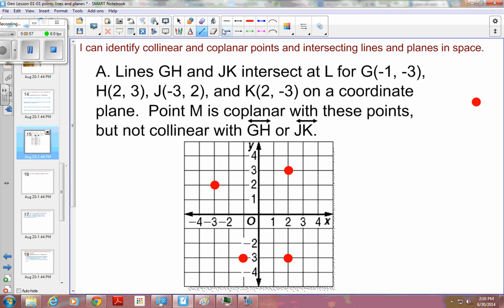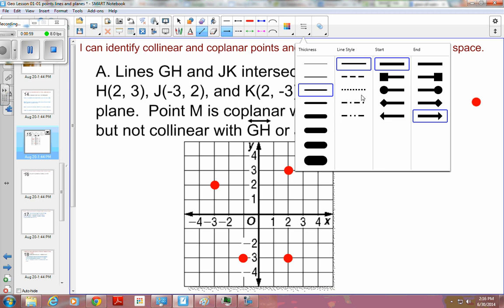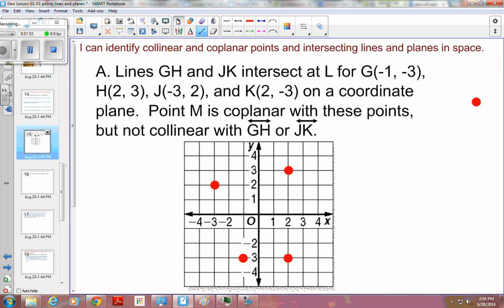So I need my line tool. There's my line tool. Okay, so I want line GH. Oh, I probably should put some labels on these things so I know which one's which. So -1, -3 was G, so G is down here. Here's G. H is 2, 3, so I need H. There's H. I need a J. And -3, +2, there's my J. And K is my last point that I graphed, and that was +2, -3.